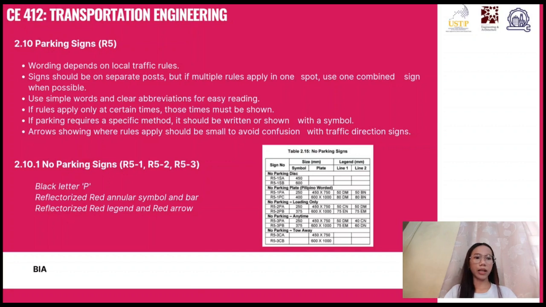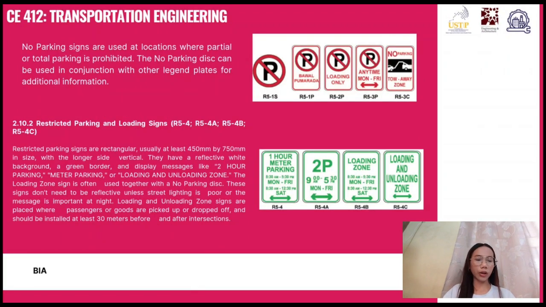So next is 2.10.1 no parking signs or R225 to 1 or R225 to 2 and R225 to 3. Na siya black letter P and reflectorized red annular symbols and bar. Reflectorized red legend and red arrow as you can see, no. So nadiri ang no parking signs are used at locations where partial or total parking is prohibited.